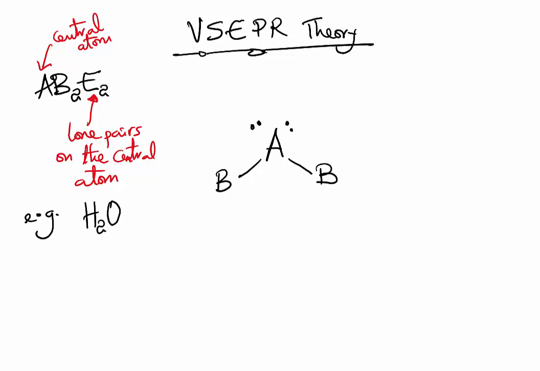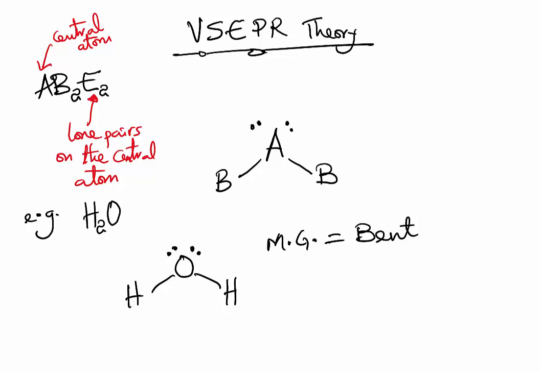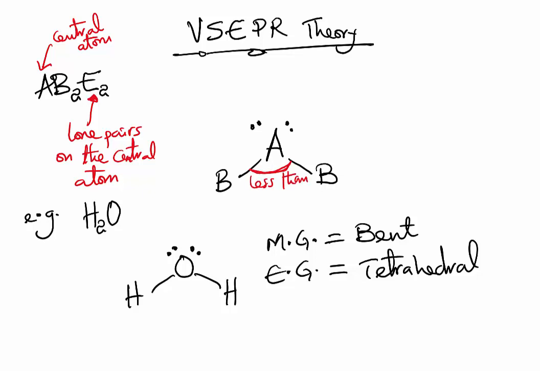If you draw the Lewis structure for H2O, you should end up with something that looks like this, which means that the molecular geometry for water is bent, and the electron geometry, if you treat the lone pairs like atoms, will be tetrahedral. The ideal angle here will be less than 109.5, although in the model it looks like 109.5, but it will be less than 109.5 because the lone pairs will actually occupy more space.